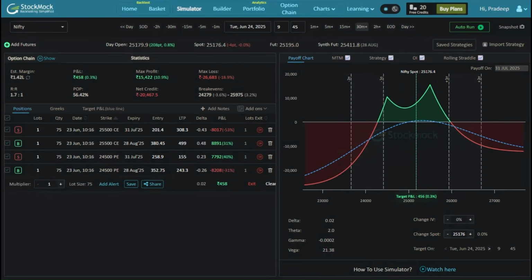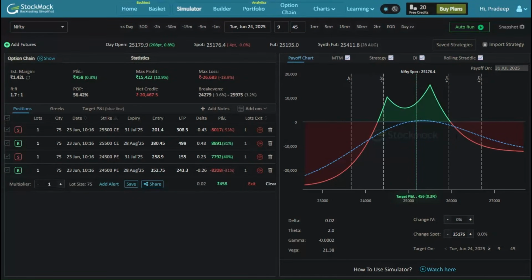Let us now go to the next day. 30 minutes I will do. See my cursor here, 30 minutes. So next day when the markets opened, at around 9:45, the trade is giving me already 0.3% profit. But do I need to do anything? No, I do not need to do anything. This payoff diagram is clearly telling you that the market is well within the range of my profitable zone, so no adjustment required.